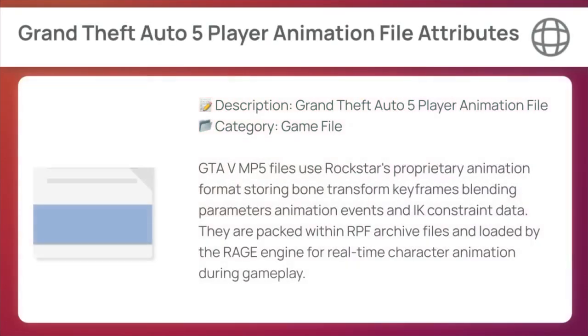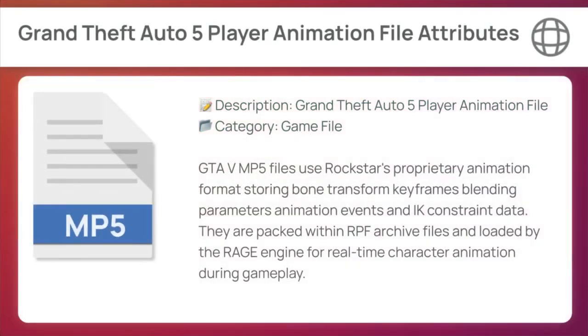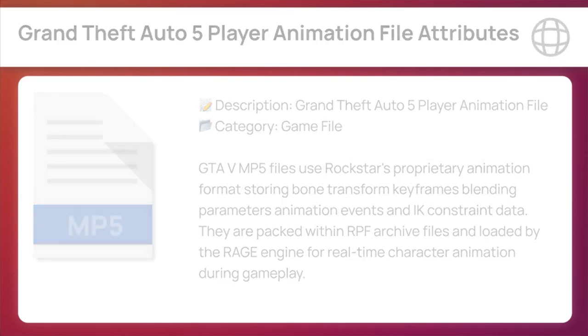GTA 5 MP5 files use Rockstar's proprietary animation format, storing bone transform keyframes, blending parameters, animation events, and IK constraint data. They are packed within RPF archive files and loaded by the Rage Engine for real-time character animation during gameplay.